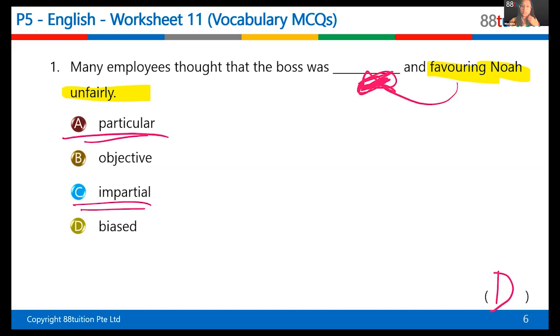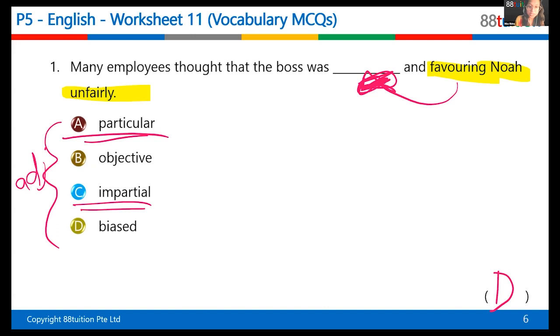Now, let me explain the words here. These are all describing words. What are describing words called? All 4 of them are describing words. They're called adjectives, right? I'm going to write ADJ short form. These 4 words are all describing the employer, right? What kind of employer is he?